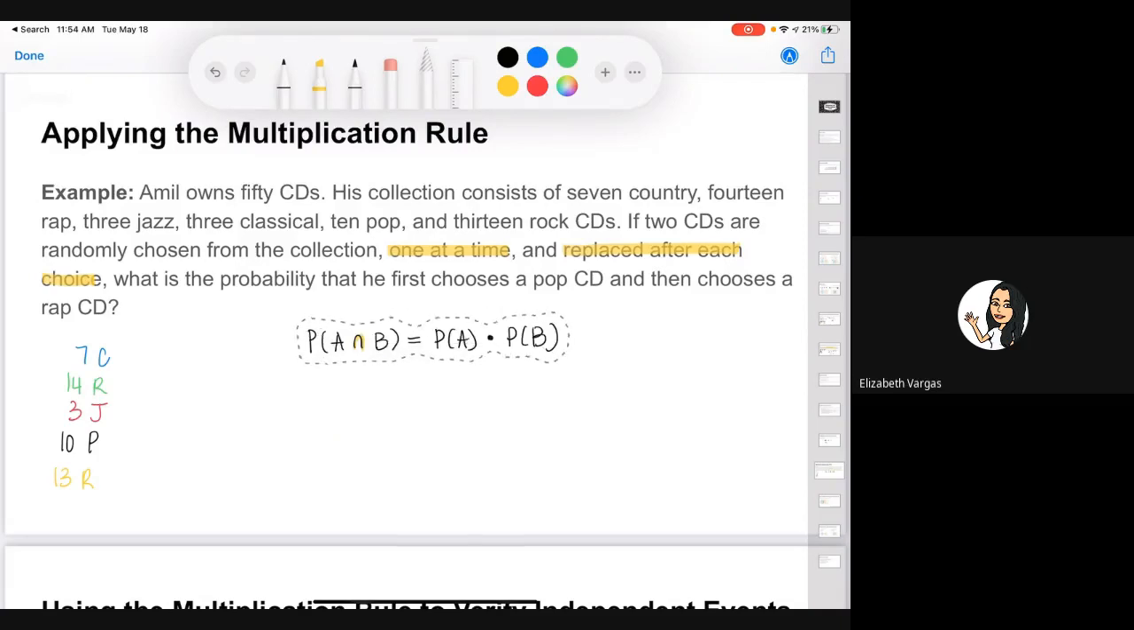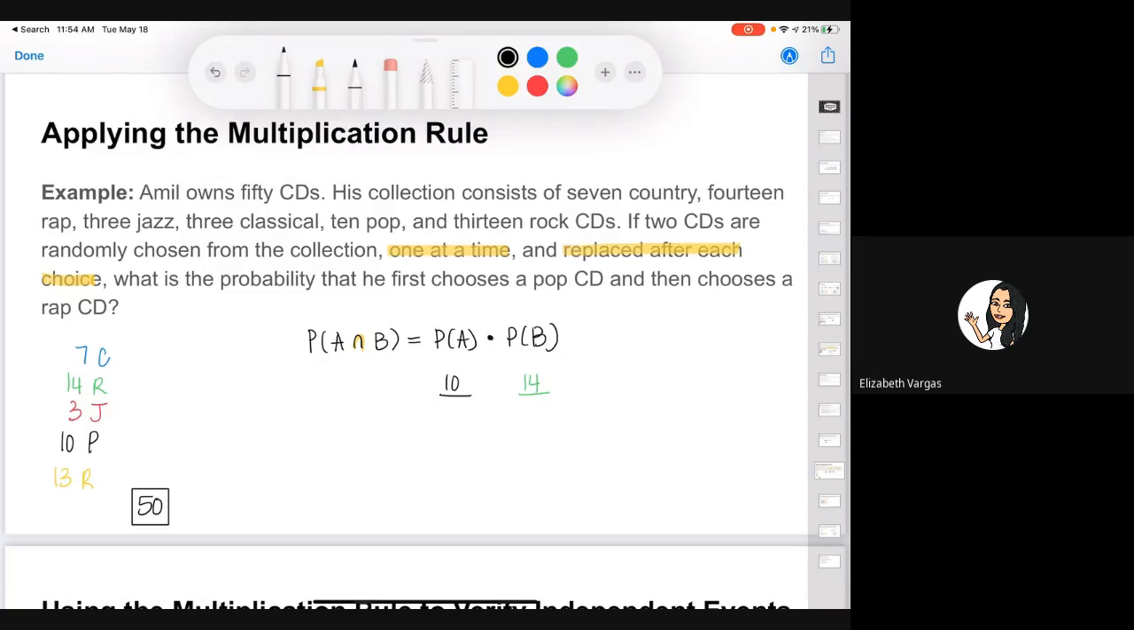Okay. So what is the probability of a pop CD? The number of pop CDs I have is 10. What is the probability of a rap CD? The number of rap CDs I have is 14, over my total number of CDs. So if I add this together, 7 plus 14 plus 3 plus 10 plus 13, that gives me 50 CDs. So there's 50 total CDs.